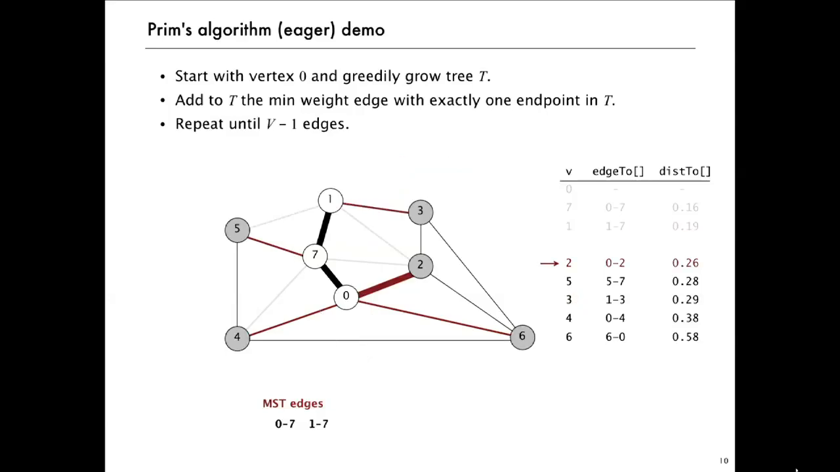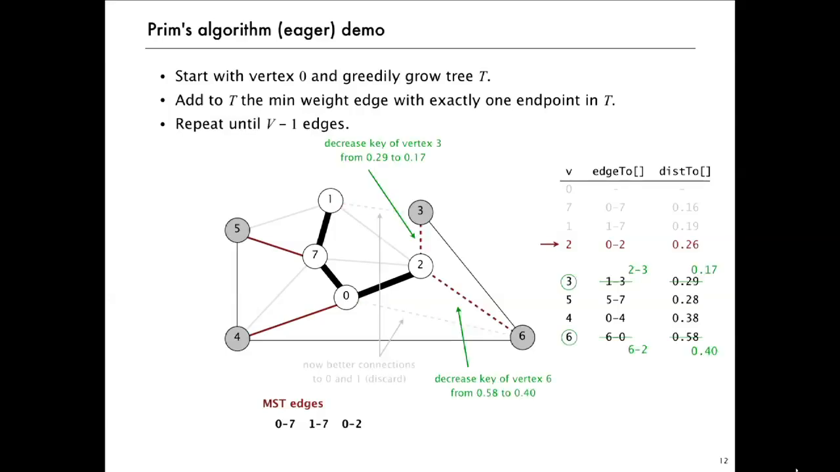Okay, so next vertex to come to the tree is 2. And so we put that on the tree, and now we look at everybody connected to 2. So now we have our first example of decreased key, but let's check them all. So 2-0, 2-7, and 2-1 take us to vertices that are already on the tree. So it's 2-3 and 2-6.